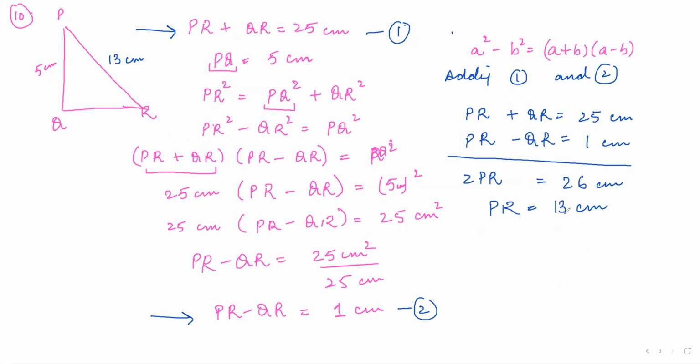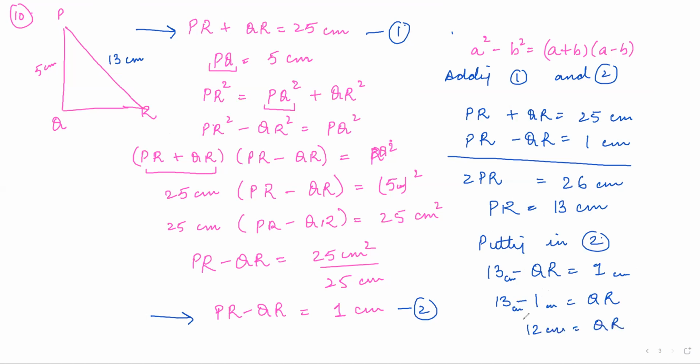So PR I have got. Now put this value of PR in any of the equations, and you will get the value of QR. So I'm putting this in equation number 2. So PR is 13 minus QR is equal to 1 centimeter, right? 13 centimeter and 1 centimeter. So 13 minus 1 centimeter is equal to QR. So 12 centimeter is equal to QR. So QR value you have got, that is 12 centimeter, correct?